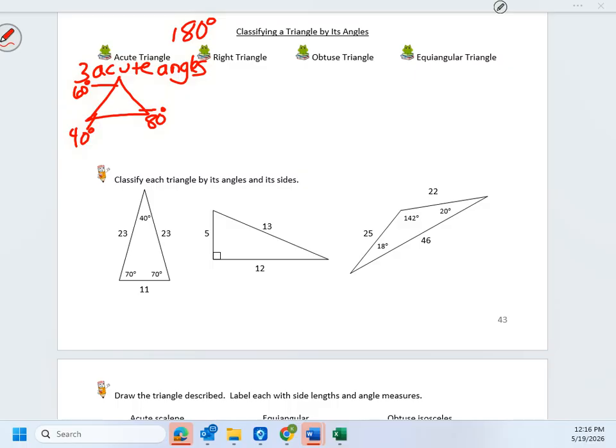A right triangle has 1 right angle. So I'm going to have 1 right angle. I can put the box there, or I can write 90 degrees, because that's what a right angle is. I am not done. What else do I have to do to this triangle? Holden. Label the rest of its sides.